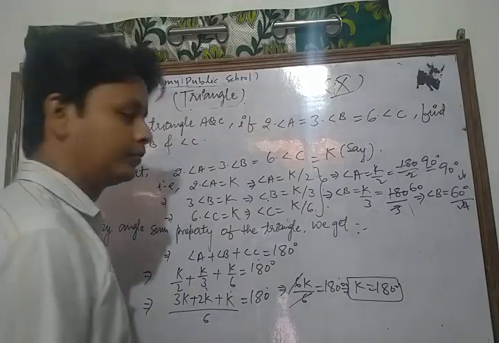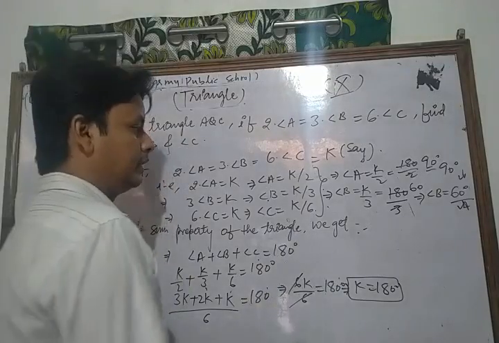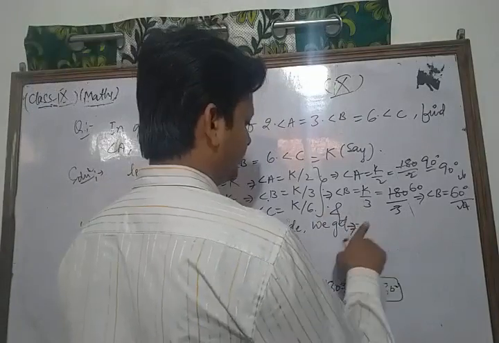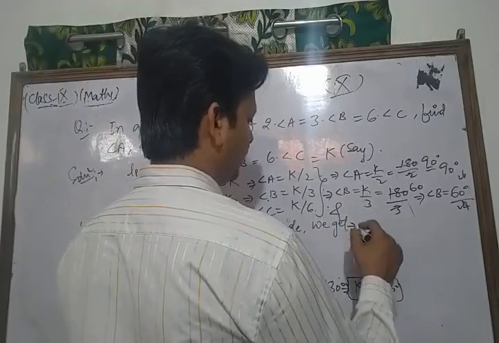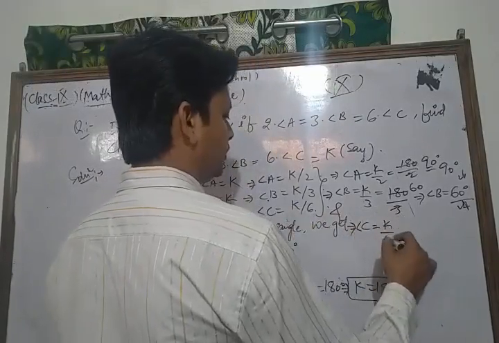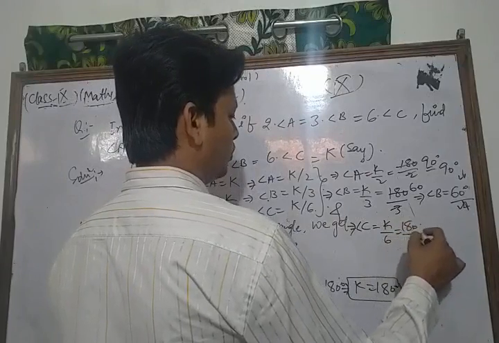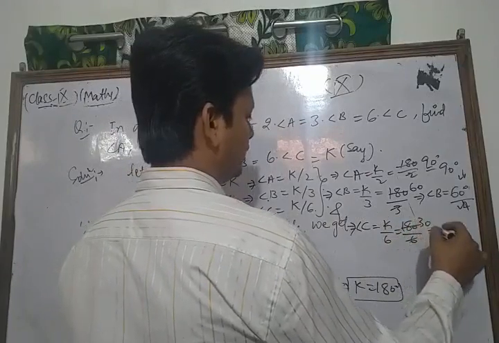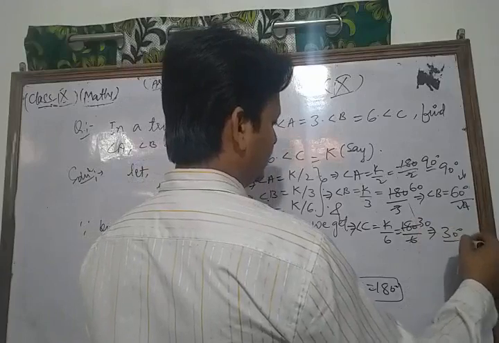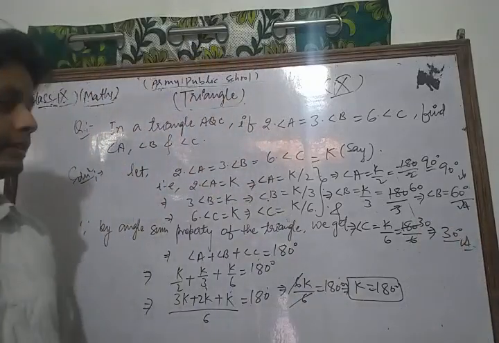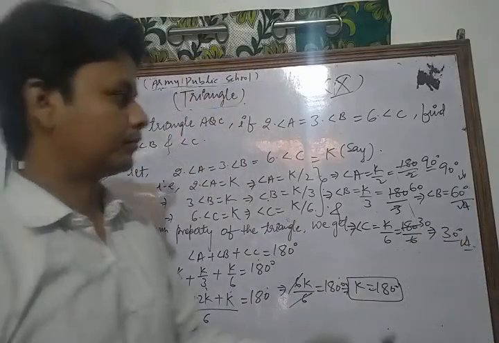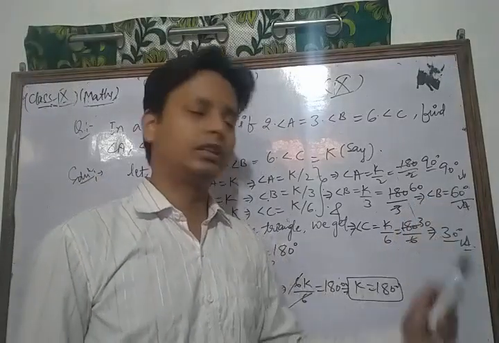And the value of angle C is K by 6. So we put the value of K, 180 over 6 is 30. So this angle is 30 degree. Thus the required angles are 90, 60 and 30 degree.